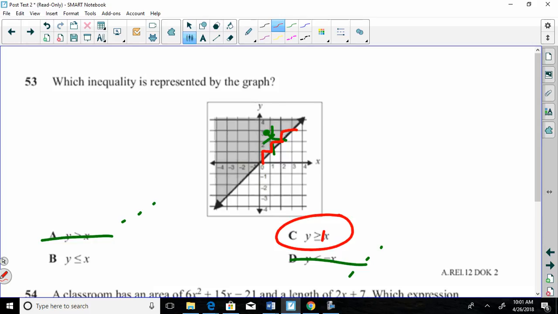Remember, you could always take a point, if you're between two answers and you forget or you want to check your work. Take a point in the shaded region and you could plug it in. So like this point right there, I'll take any point, 0, 1. And so I could plug in 0 for x and 1 for y, and it should make sense. Is 1 greater than or equal to 0? Yeah. So that's how you check your work. You could take a point in the shaded region and it should make sense in your equation. That's just to check your work.